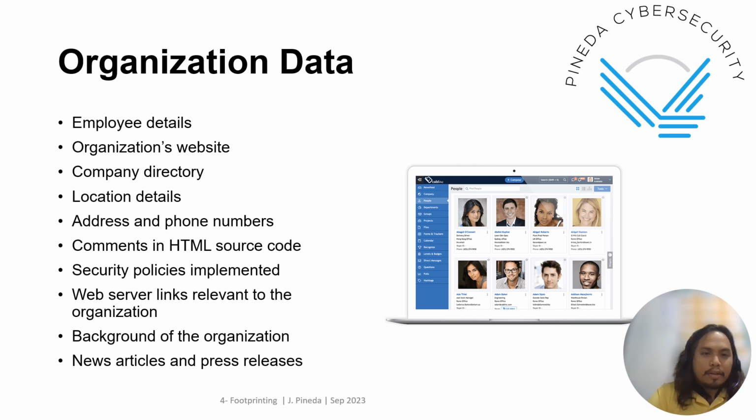Okay, so other than those, you have addresses and phone numbers, comments in HTML source code. Okay, what are the security policies implemented? Web server links relevant to the organization, the background of the organization. I'm sure you'll be able to do that. And then other third party articles like news articles and press releases.